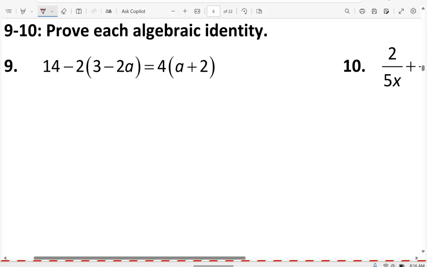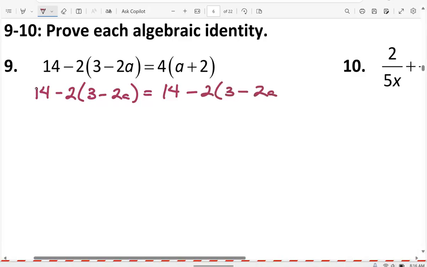In the next exercises, we're asked to prove an algebraic identity. To start, we're going to write that the left side of the equation is equal to itself. And remember, the thing that we're trying to prove is written above, so we're going to try to transform the right side of the equation into 4 times a plus 2.